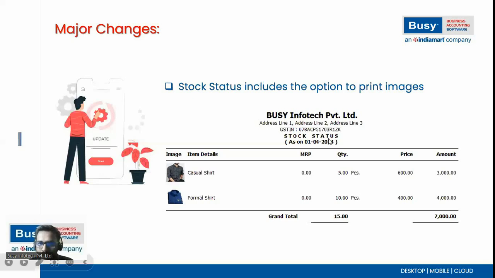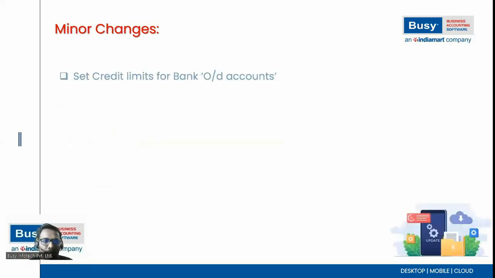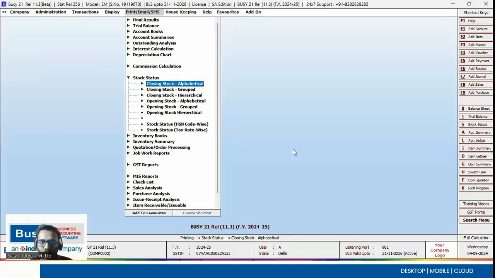So let us discuss some more changes or some more enhancements done by this 11.3. So some of the minor changes, it is not a major change. First thing here, set credit limit for the bank OD accounts. So most of the time the customers are demanding this feature. Even for a bank OD account, we are now able to fix the credit limit. Earlier it was not available.